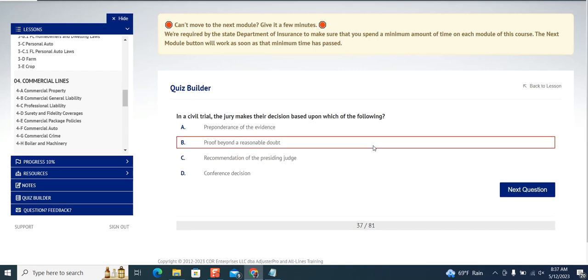Good God Almighty, my head hurts. Oh my God. Fail. Oh my God.